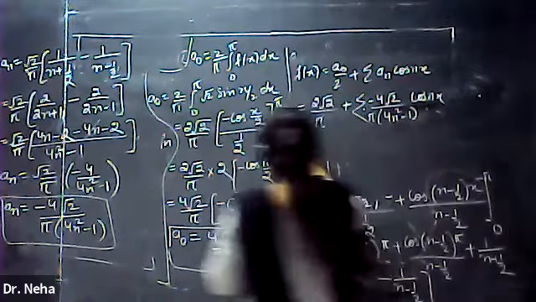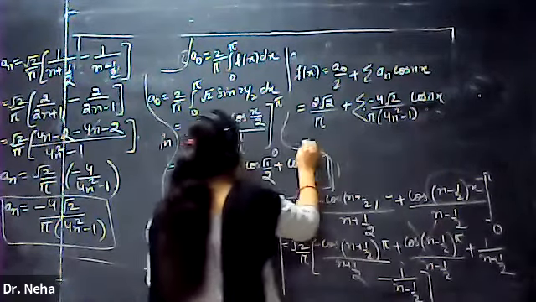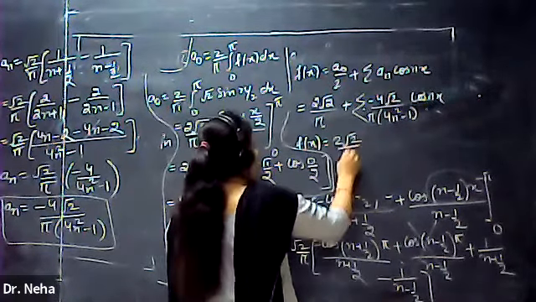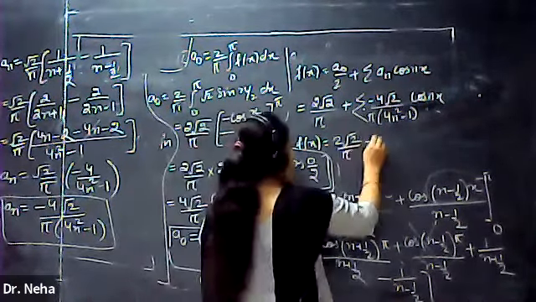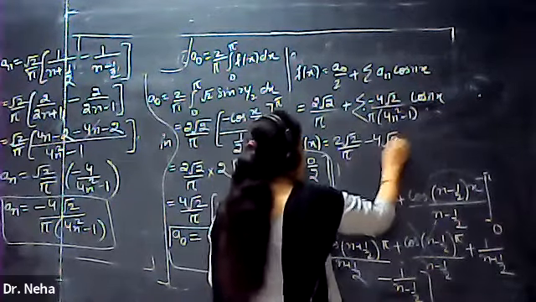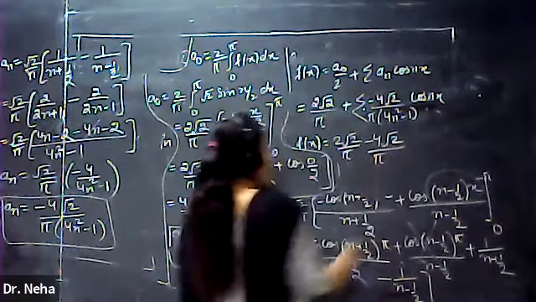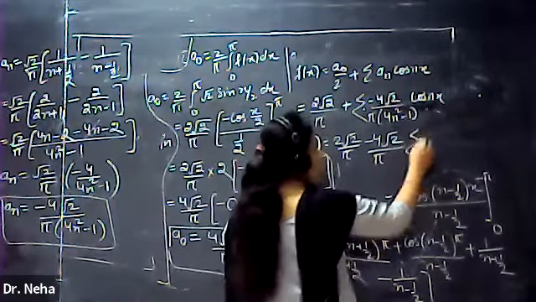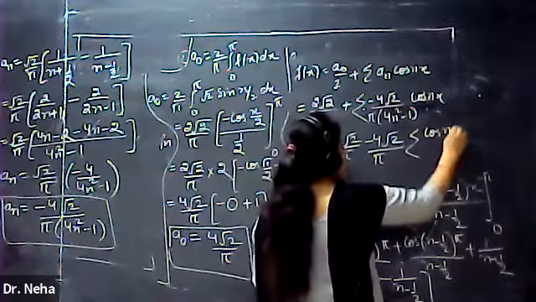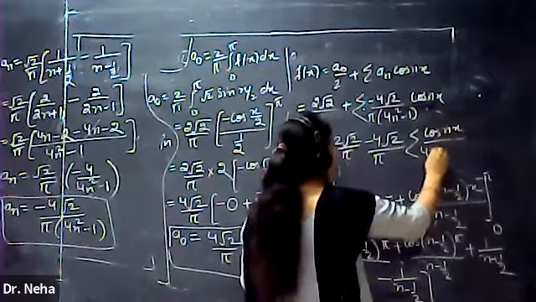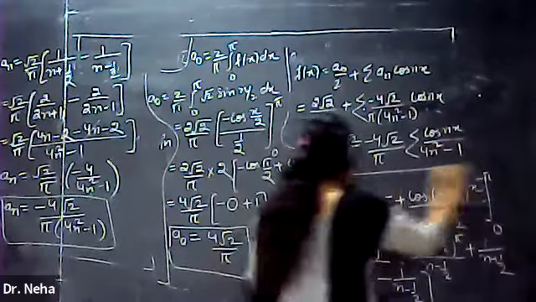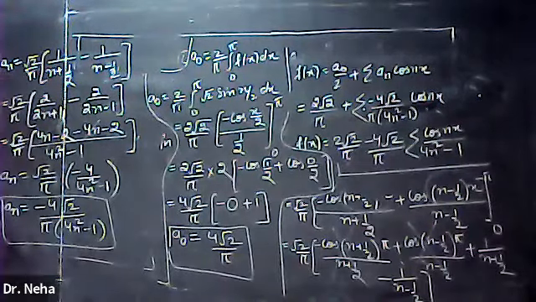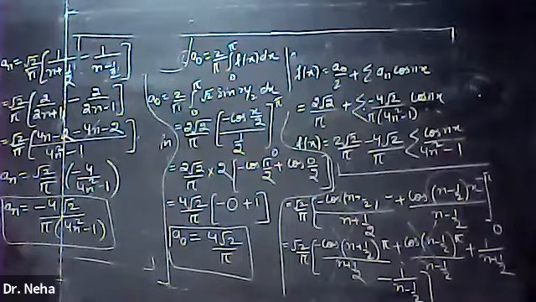If you want to expand, you can expand. Otherwise, you can write it in this form also. That means f(x) is equal to 2 square root of 2 upon pi. Minus 4 is a constant, you can take it out, square root 2 upon pi. These are those terms which do not contain n, that's why we can take them common. And inside the bracket, you are left with cos nx upon 4n square minus 1. So this is the required Fourier series of the function square root of 1 minus cos x in the interval minus pi to plus pi.